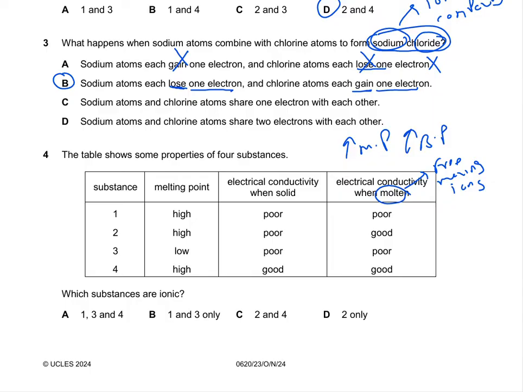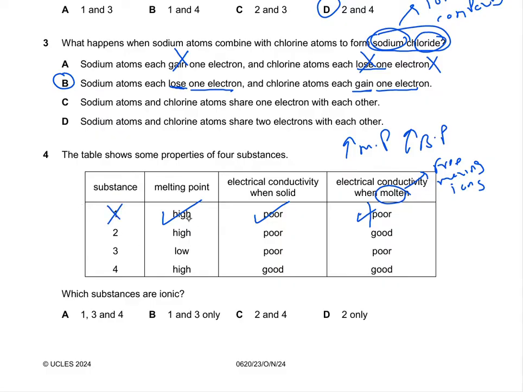So which substance is ionic? Substance 1. It has a high melting point. Okay. It does not conduct when solid. Okay, that's true. It does not conduct when molten. No, that's wrong, because ionic compounds conduct electricity when molten, as they have free moving ions. So it's not A, it's not 1.